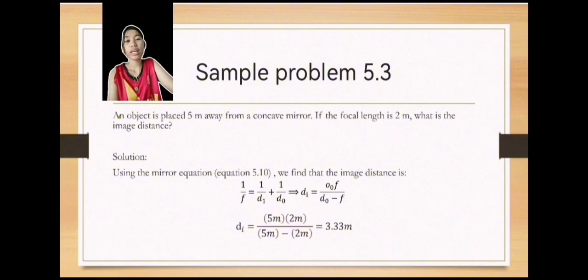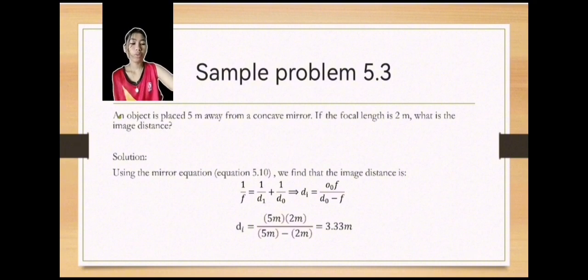So to better understand, let's proceed to the sample problem about magnification. So here's the example. A 3 meter object is placed 8 meters away from a concave mirror. If the focal length is 5 meters, what is the magnification?